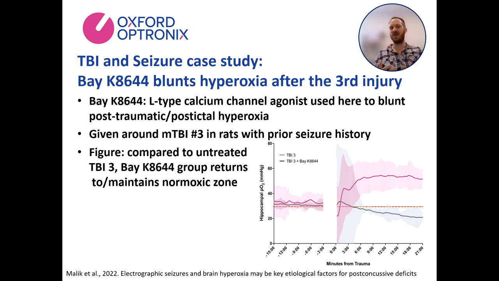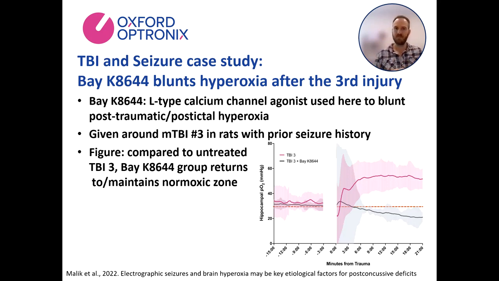Okay, so here's the key figure because this really is their mechanism test. So the team tests K8644, which in plain terms makes calcium channels more likely to stay open, so more calcium can enter cells when they depolarize. In this study, it's used specifically to blunt the post-injury hyperoxia after injury in animals with prior seizure history.